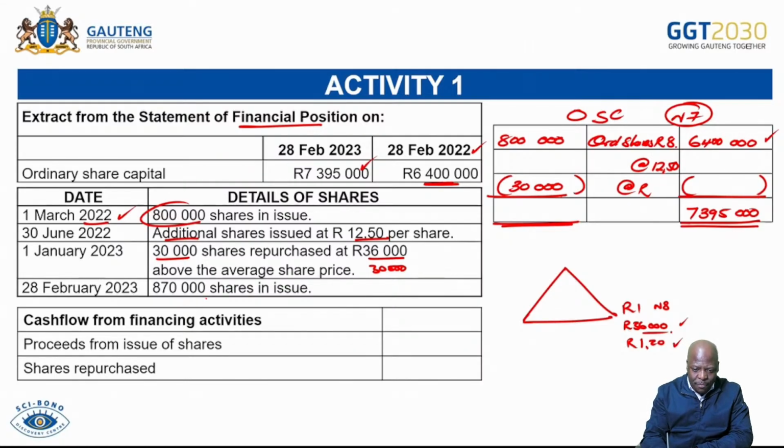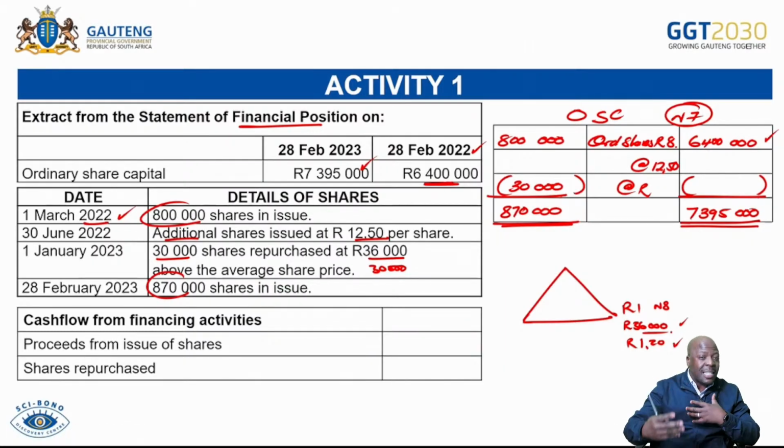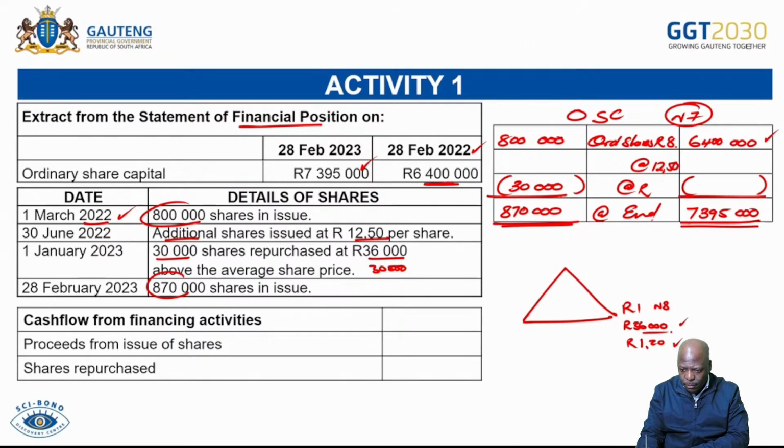And then we're told on 28 February, this is the last day of the financial year, we had 870,000 shares. So I'll come here, then I'll say 870,000 shares. In accounting, you don't have to fight with it. Allow what is coming, allow what is given to be there. Then you simply record whatever is given and you flow in with it. So this is at the end.